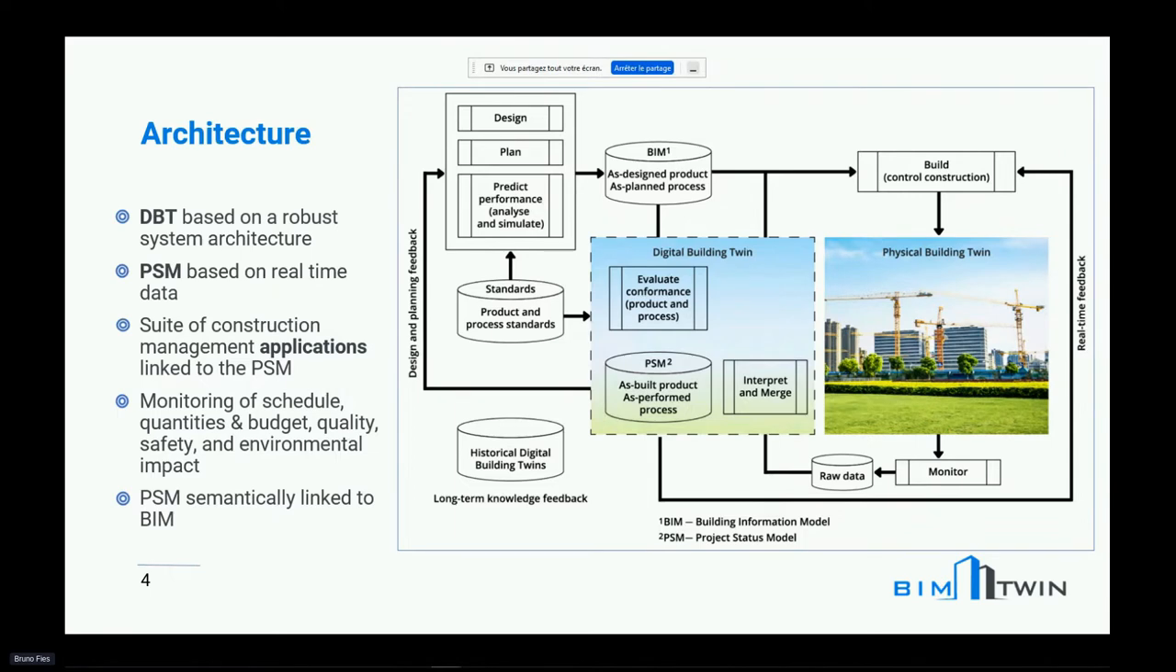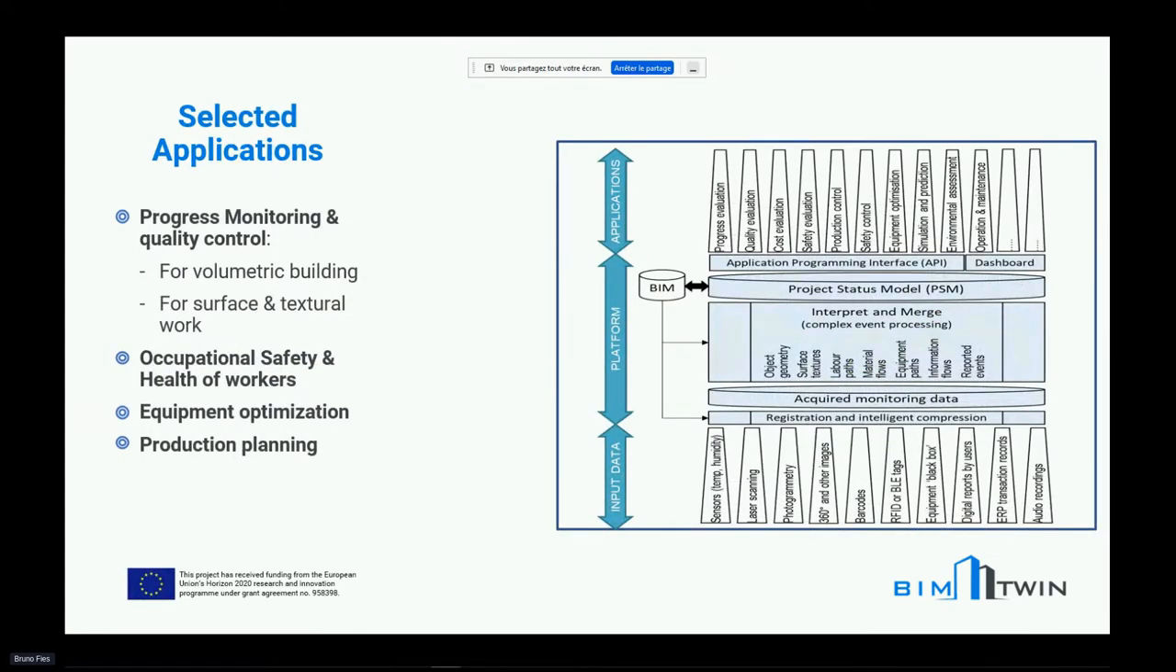In this architecture, if we adopt another view of it, it's on the right-hand side. You have in the middle the digital twin platform. At the bottom of this platform, through different layers, we are able to monitor and acquire input data coming from the field, from the on-site, from the construction itself. These data could be coming from sensors, lasers, photogrammetry, barcodes, RFID, and so on. Also, when these data are acquired, they are treated in order to be stored in the project status model and compared to the BIM.